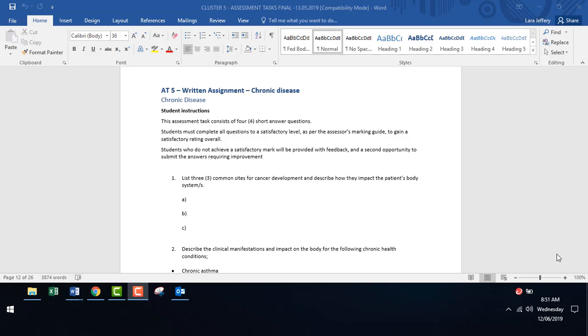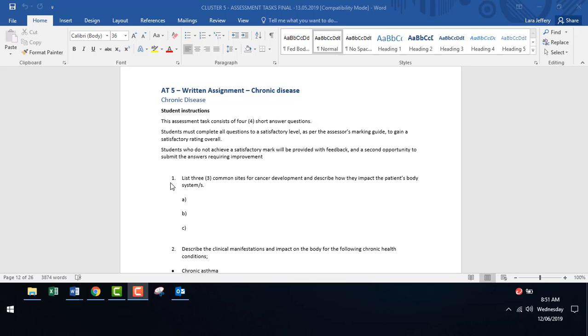Okay, just going to talk you through cluster 5, AT5, chronic disease. 4 short answers. Okay, question 1, list 3 common sites for cancer development and describe how they impact the patient's body systems. Okay, so ABC, 3 sites.